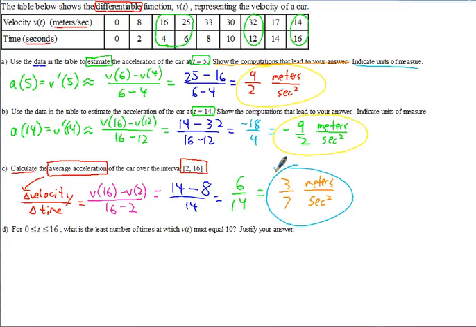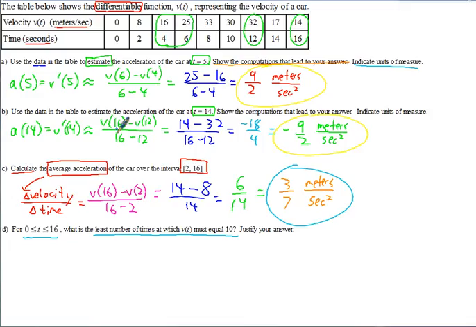Then from 0 to 16, there's a review one next to here. What's the least number of times when the velocity v of t must equal 10? Justify your answer. Well, remember, the velocity must equal 10 on some interval here. We've got the velocity. We can possibly use the intermediate value theorem. But the one condition of the intermediate value theorem is the function must be continuous on the interval.